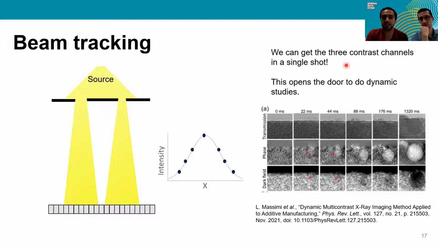This can get the 3 contrast channels in a single shot, and for instance, open the door to dynamic studies. Dynamic studies is studying a sample over time, and we've done this with a time resolution of 22 milliseconds, by looking at how a laser is melting a powder. This is very interesting for additive manufacturing applications. And we've seen, for instance, that the droplets show first in the phase and the dark field signals because of the principle we've just shown, compared to transmission. And this is one thing that is possible due to the faster acquisition provided by beam tracking.